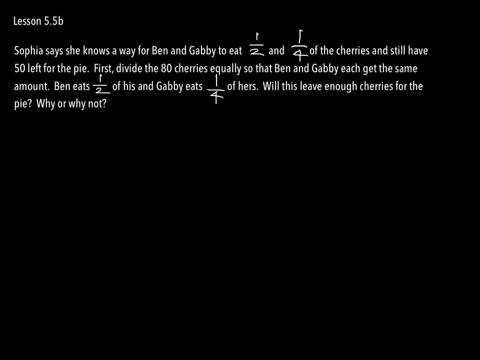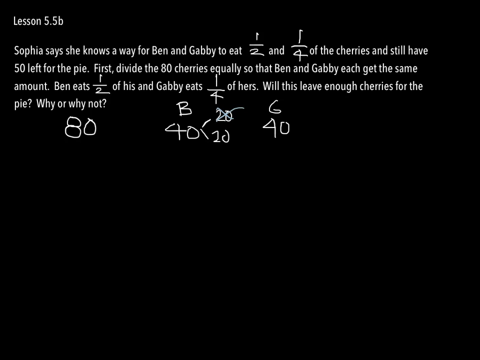Plan. So we're going to start with our 80 cherries. And the first thing we're going to do is divide equally, so each of them gets the same. So we're going to have Ben, and he's going to get 40, and then we're going to have Gabby, and she's going to get 40. Now Ben is going to eat half of his, so we're just going to split this into 20 and 20, and we're going to cross these out because these are now in Ben's belly.